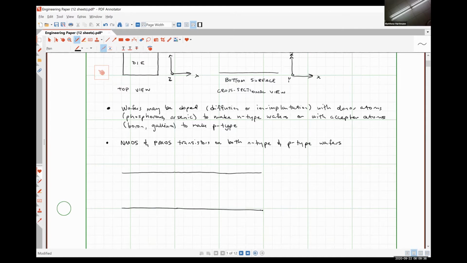So this is again our bottom surface. Then we're going to have a very thin oxide layer.